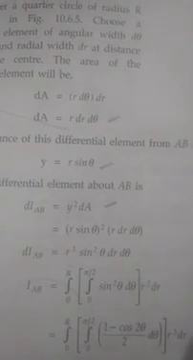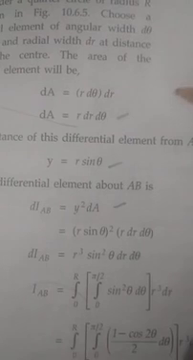These three equations, y, dA and dIAB, will be common for the circle, semicircle and quadrant. So you just mug up, it remains the same. If you know these three equations, the rest of the things you can solve, the whole derivation. You have to mug up these three equations.